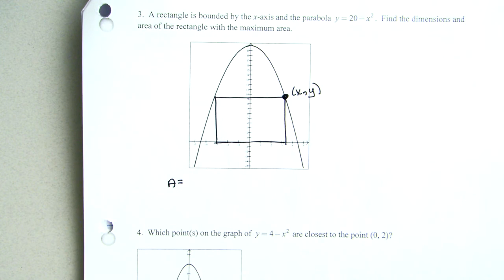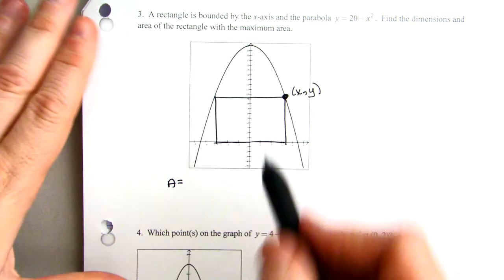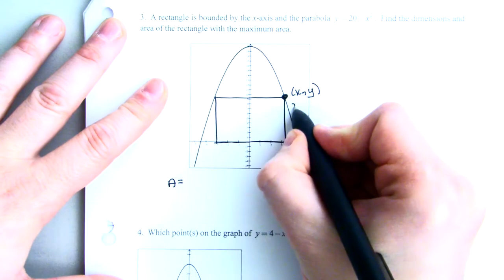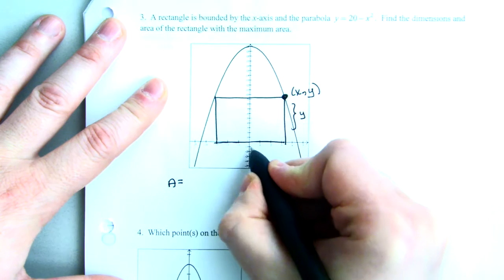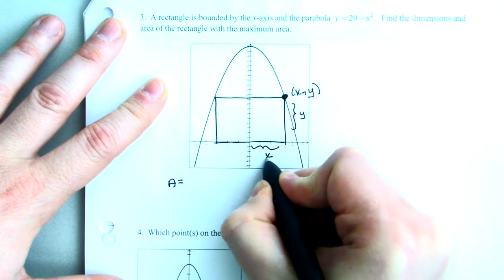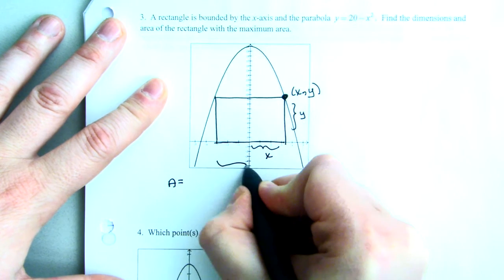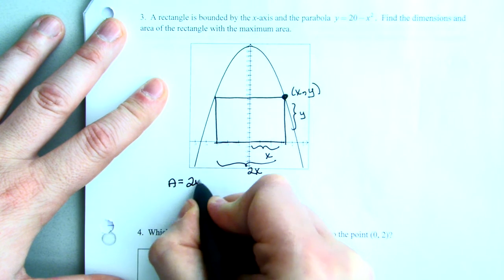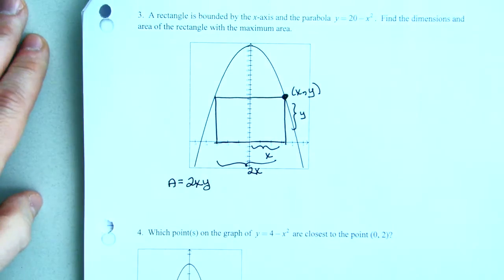What's my primary equation going to be? Well, let me think. If this point is x, comma, y, I know that the height of this thing is y. I know that this is x, which means the entire base has got to be 2x. So my area is 2xy.